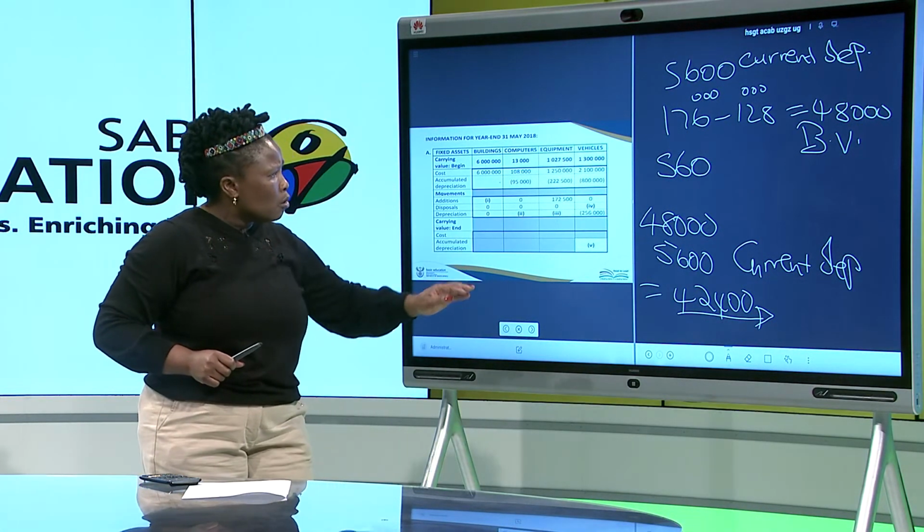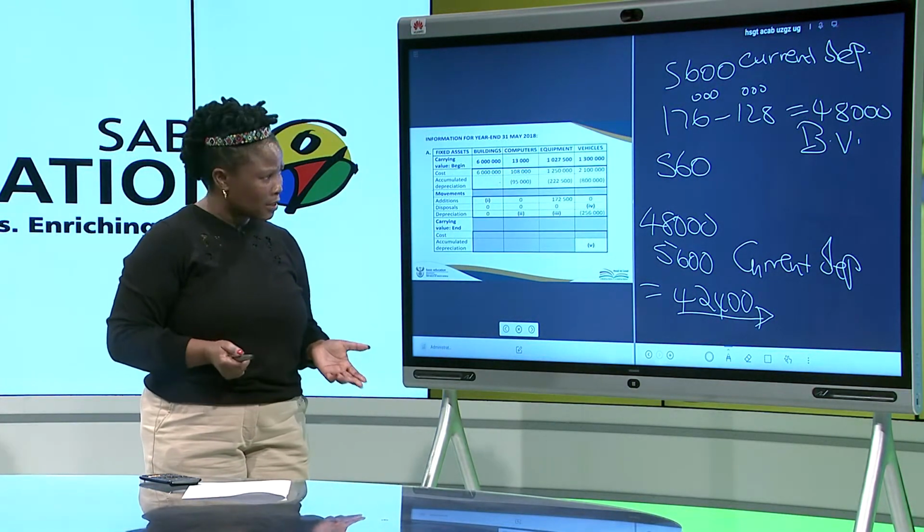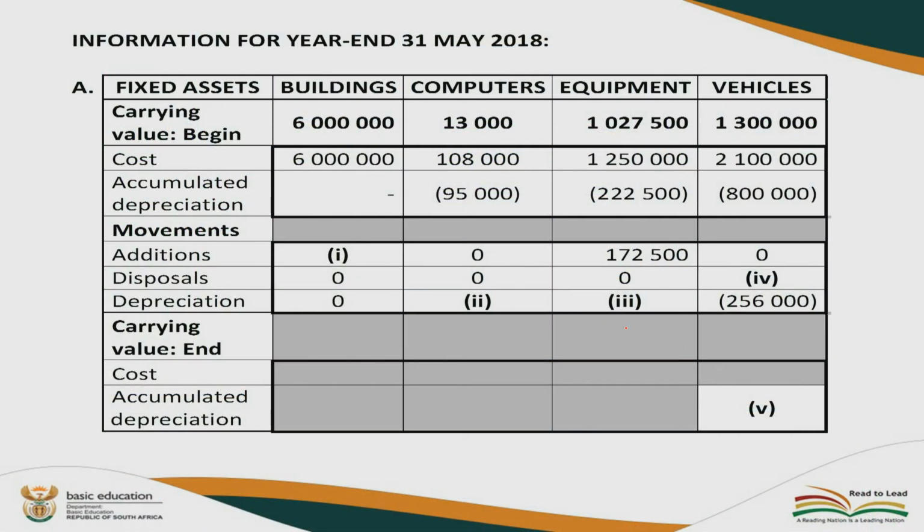All right, I want us now to look at the accumulated depreciation at the beginning of the year. If you check, we had 2.1 million of the cost price. And then we're also given the 800,000, which is your accumulated depreciation. But we are not going to focus on this. We don't need this, because the only thing that we need to calculate is our accumulated depreciation, number 5. Therefore, we are only going to take 800,000. We are also going to take 256. And we are also going to look at the calculations that we have done as a business.